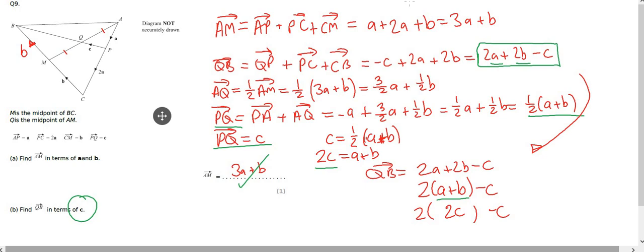So now I've got two lots of 2c. That's equal to 4c minus c. So that's 3c. So I've got that QB is equal to 3c, and that is the final answer in terms of c that I wanted.